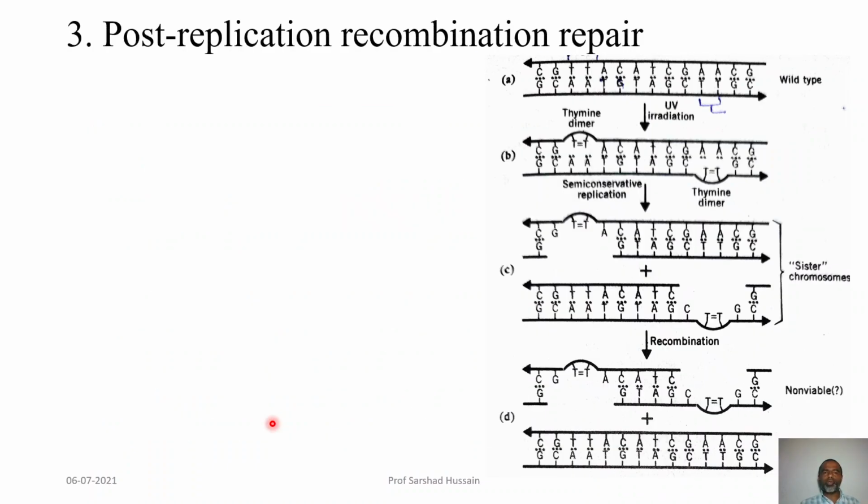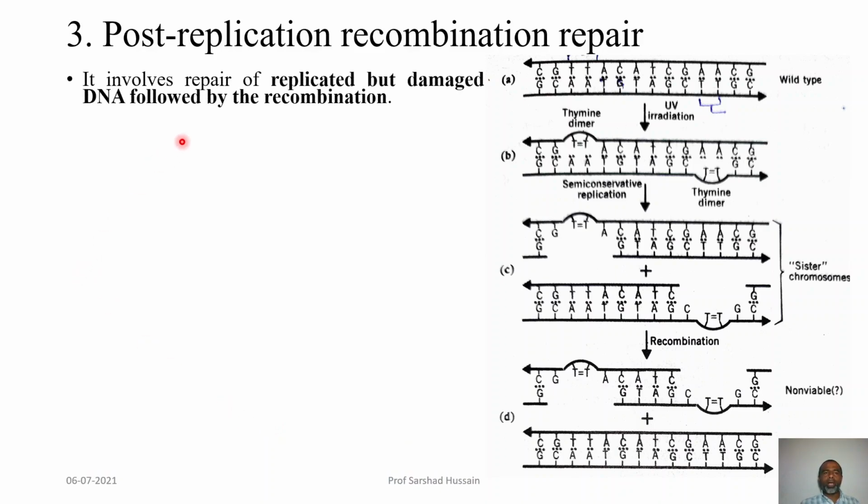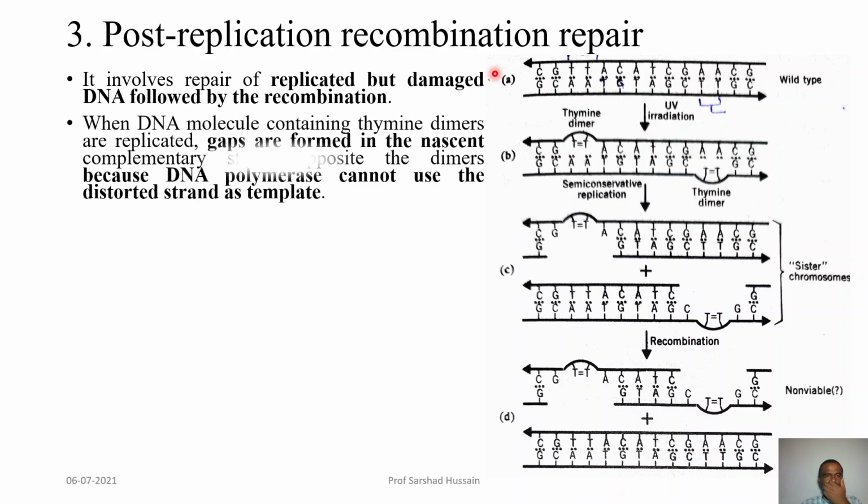Then you have the post replication recombination repair. Now, it involves repair of replicated but damaged DNA followed by recombination. That means, DNA is already replicated, but the replicated part of the DNA has some damage in it. So, that is why it is post replication, that it will be repaired after replication, and then the mechanism which repairs them is the recombination type of repair. We shall look into it.